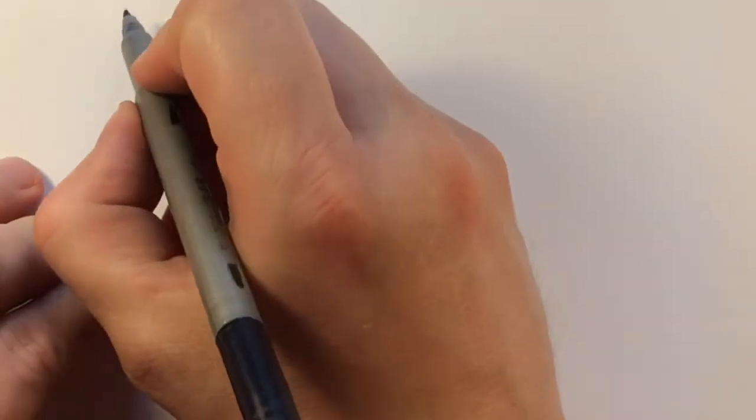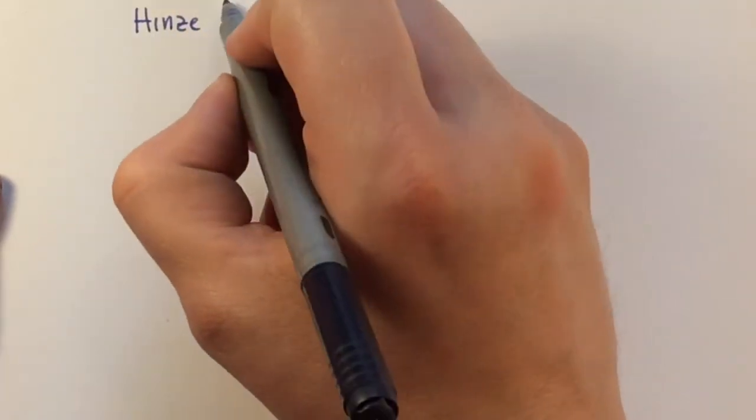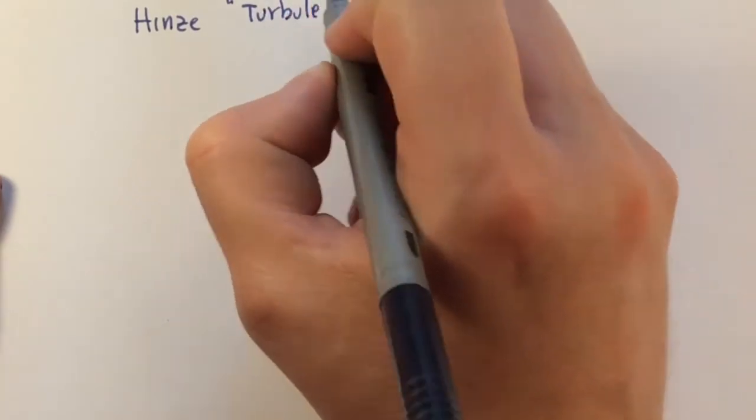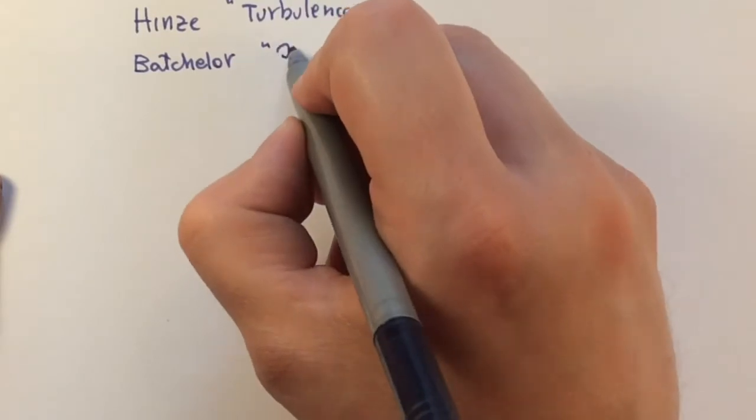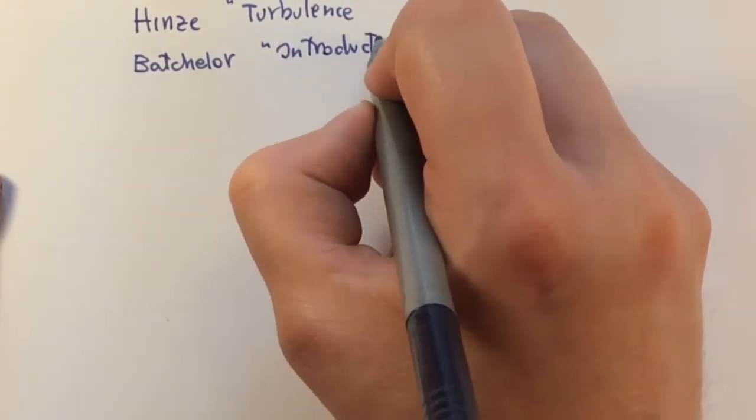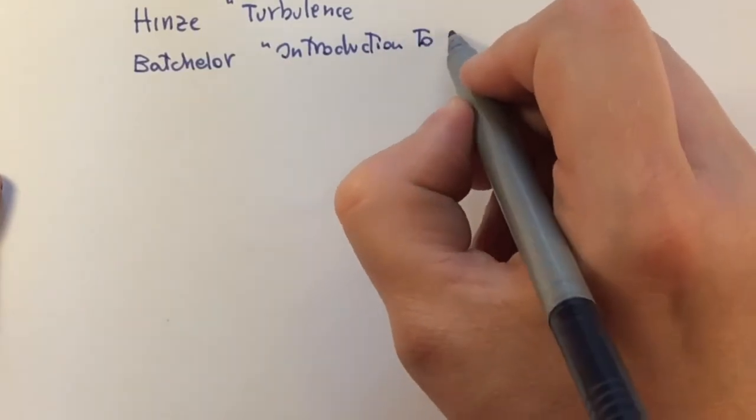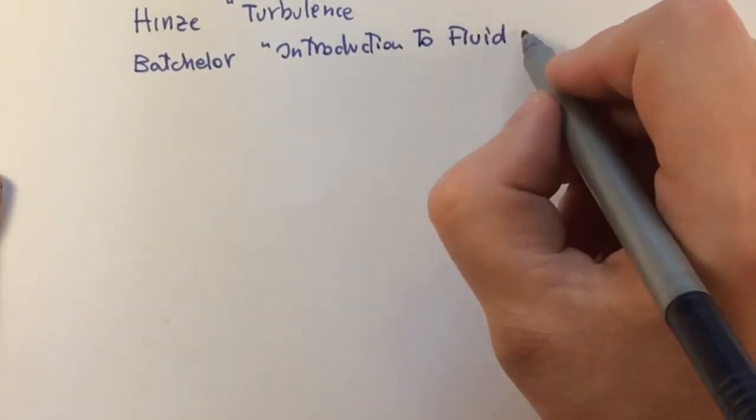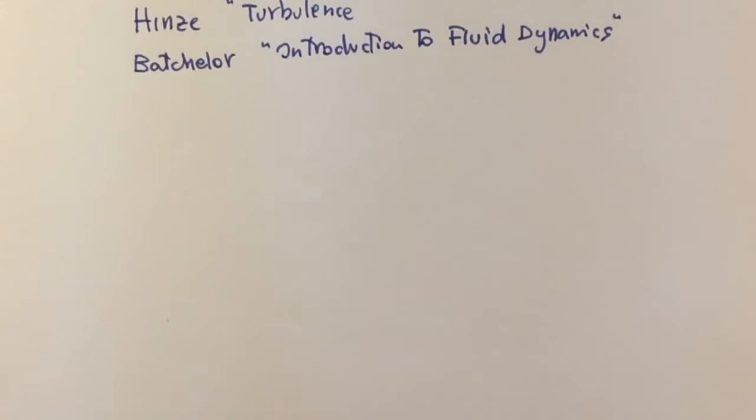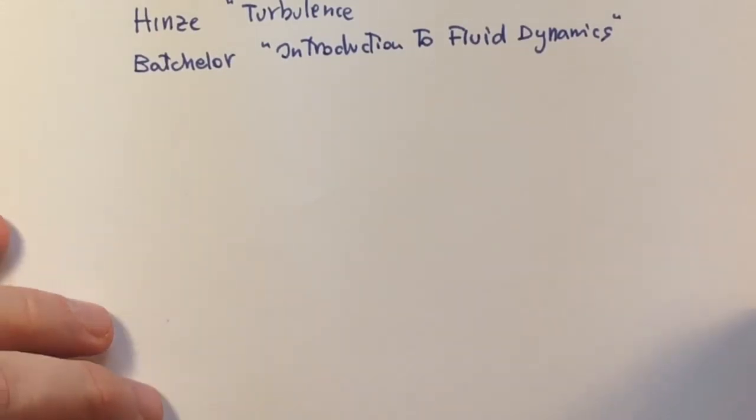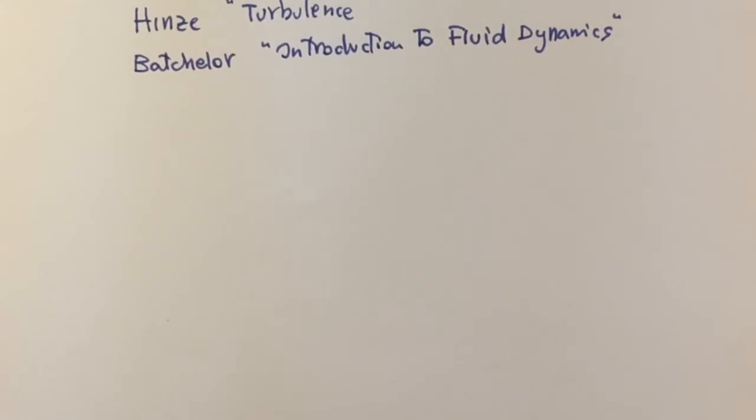So let's look at these terms a bit more in detail. If you're interested in this problem, you should refer to the book by Hinze, Turbulence, and also the classic by Batchelor, Introduction to Fluid Dynamics. They are classic texts, and the first one is slightly more advanced.